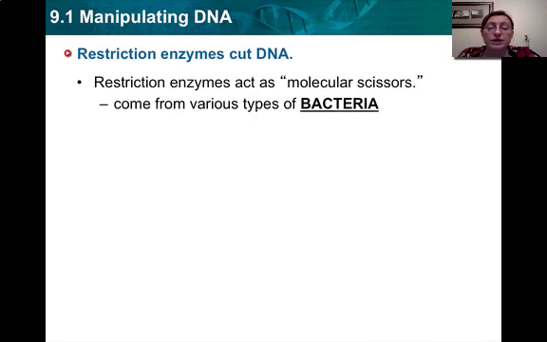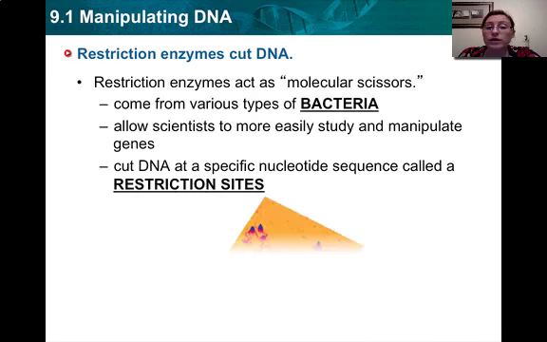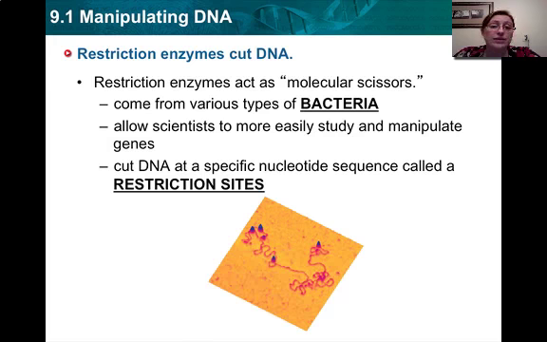So, first thing, in order to do anything to our DNA molecule, we need to take it apart. And we're not going to take it apart the way that helicase takes it apart, but rather we're going to use an enzyme that is going to cut up the DNA. And these are called restriction enzymes. And so they act as sort of molecular scissors.